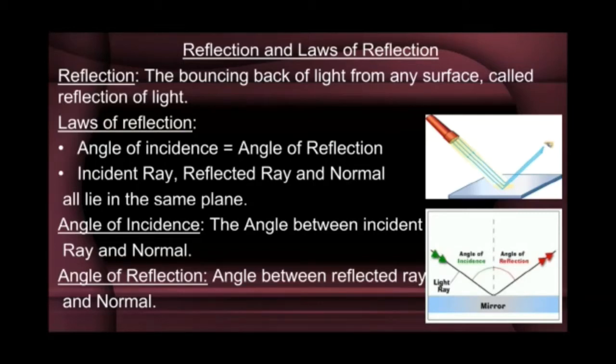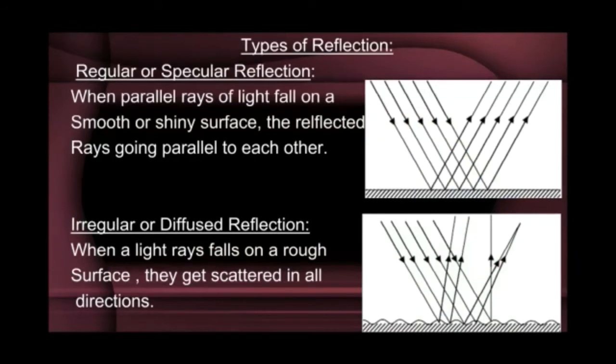And from here we can define the angle of incidence. The angle of incidence is the angle between the incident ray and the normal. And the angle of reflection is the angle between the reflected ray and the normal. Types of reflection.